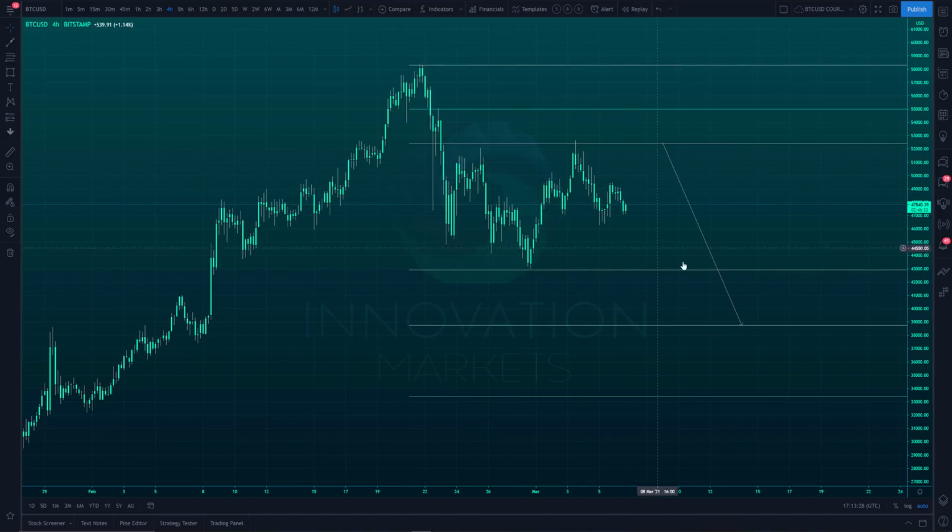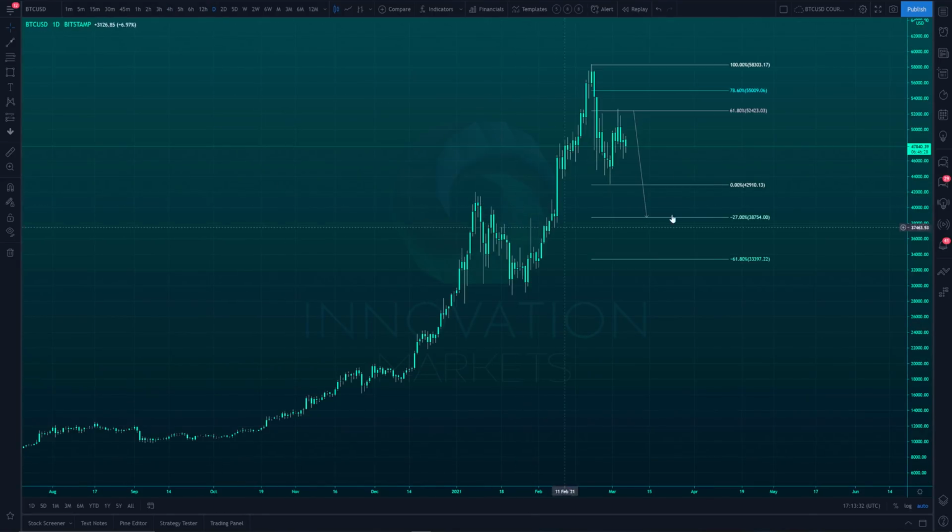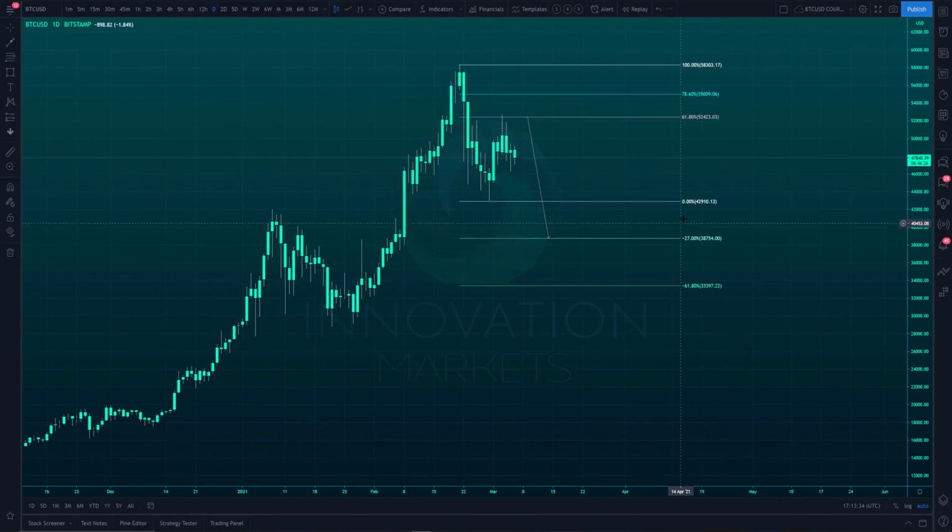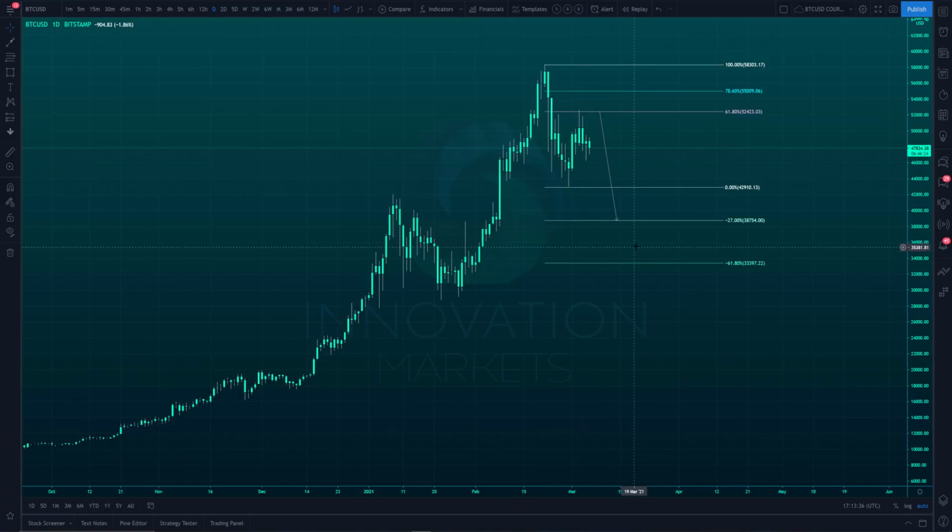So falling down to this level would create a new lower low, which would then continue the sequence of being relatively bearish. Now, understanding this is important, because what can we do to then aid the potential bias of reaching this 38,754 level? This is on the daily.